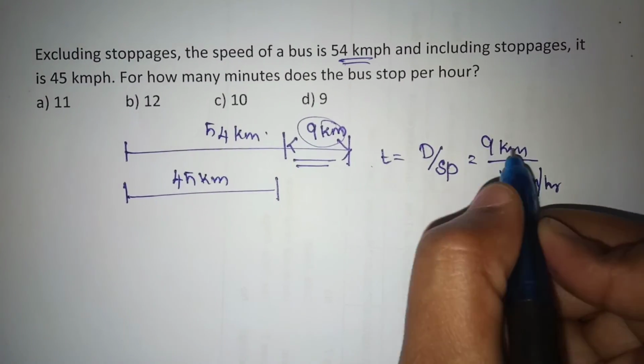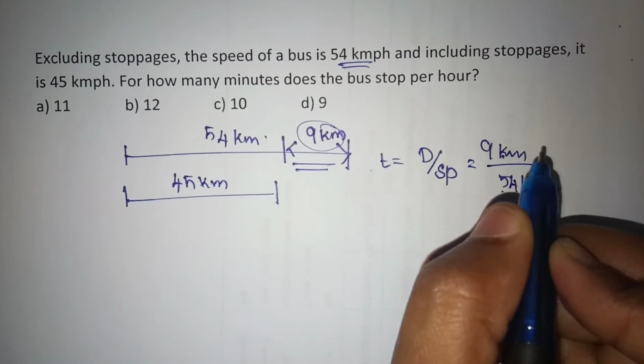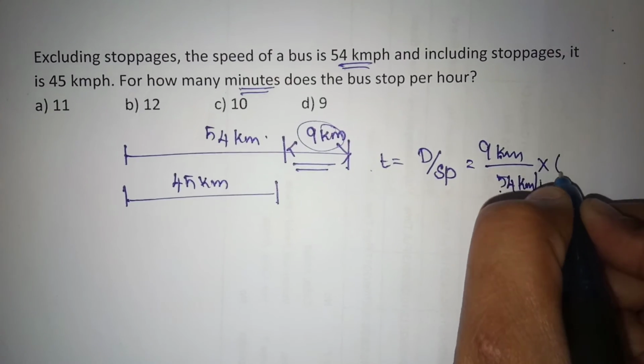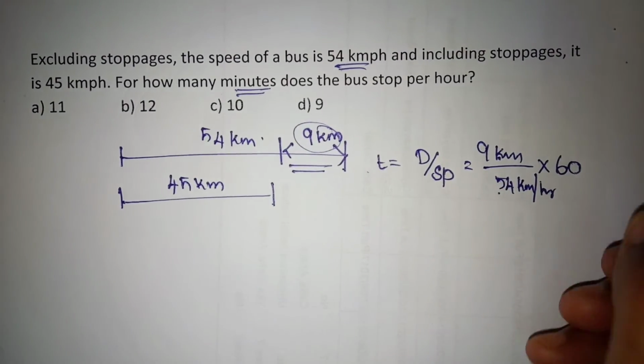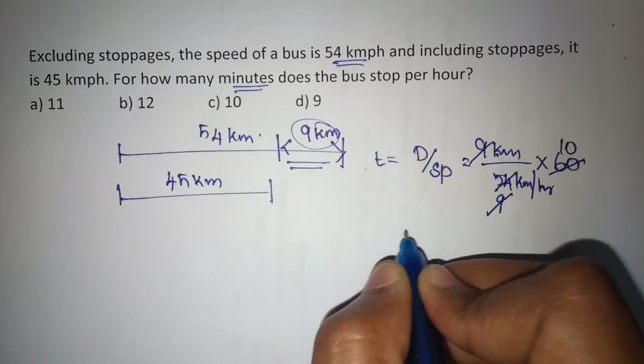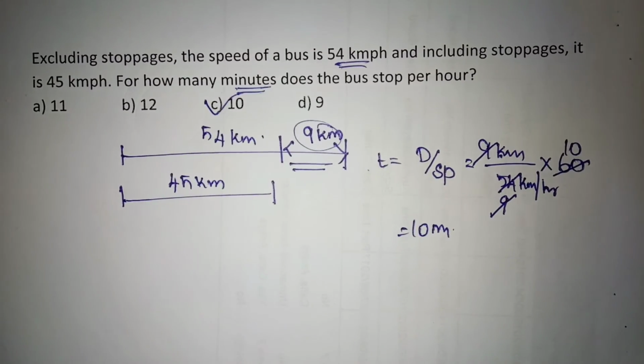So see here, the unit of distance is kilometer, the unit of speed is kilometer per hour. So the unit of time will be hour. Here the answer should be in minutes, so I am converting the hour to minutes by multiplying it with 60. Now we are going to cancel out the common terms, first with 6, again with 9. So the answer will be 10 minutes. So the bus will stop 10 minutes in an hour.